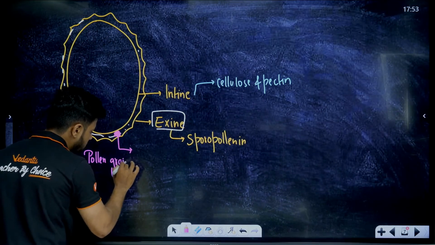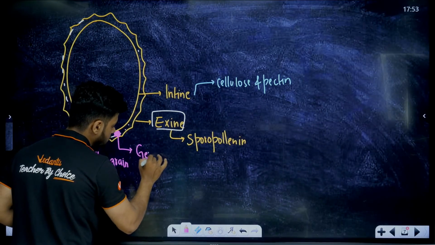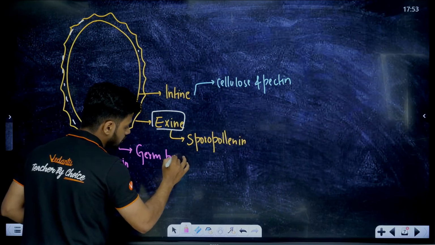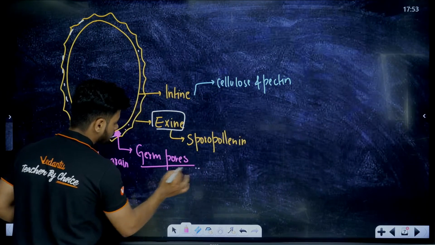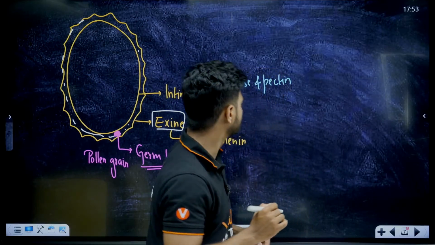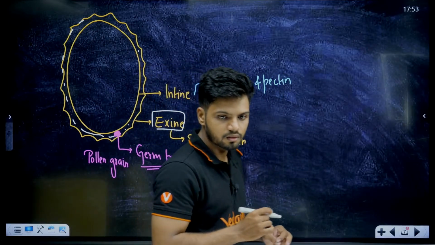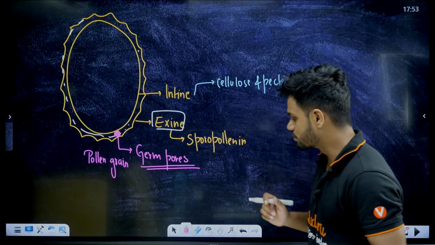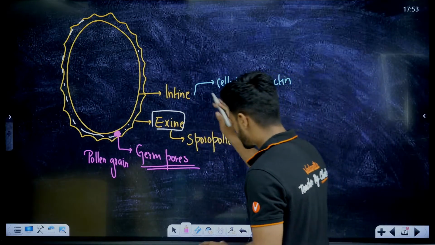Now those gaps are called as germ pores. They're called as what? Germ pores. Clear, all of you? It's called as germ pores. I believe this is also very easy. So that is the structure of your pollen grain.